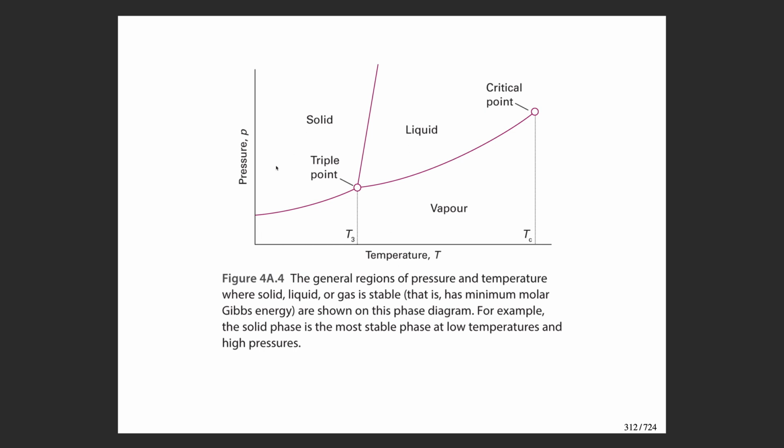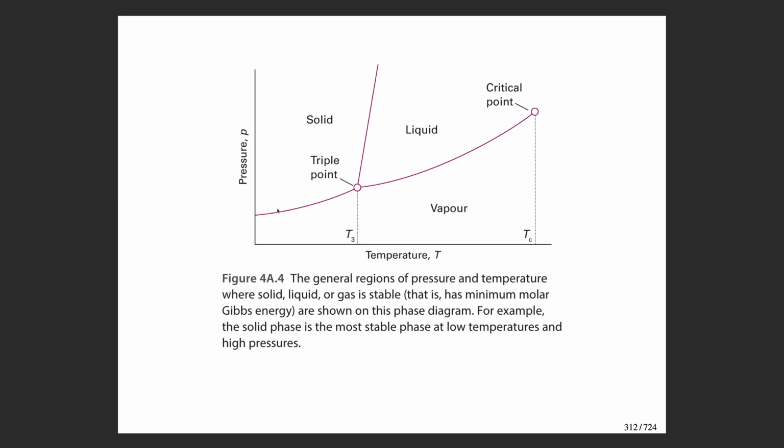This is a generic phase diagram. This is something that you want to keep in mind. Keep this diagram in mind when you're thinking about phase diagrams. It would be useful if you could sketch this diagram from memory. The curves that you see here, these different lines, are called coexistence curves, and they represent the values of temperature and pressure at which the two phases that are meeting are in equilibrium with one another.